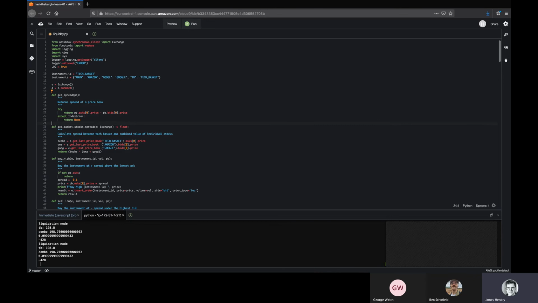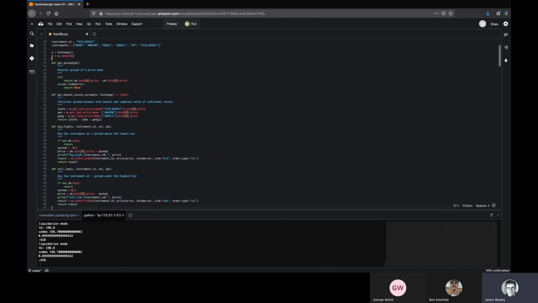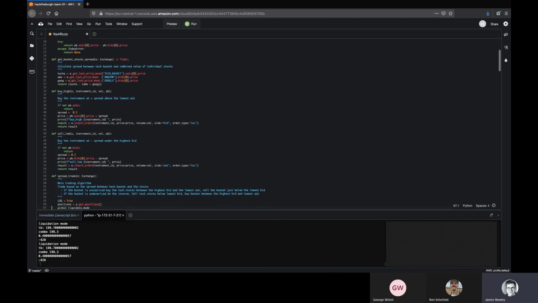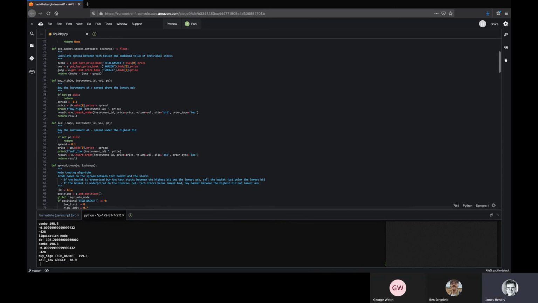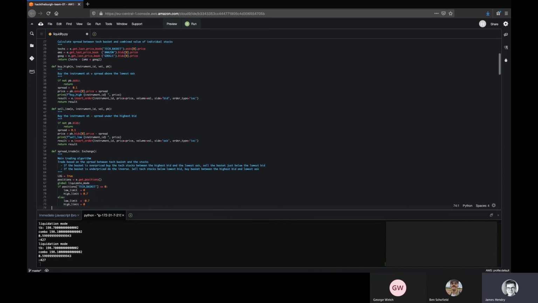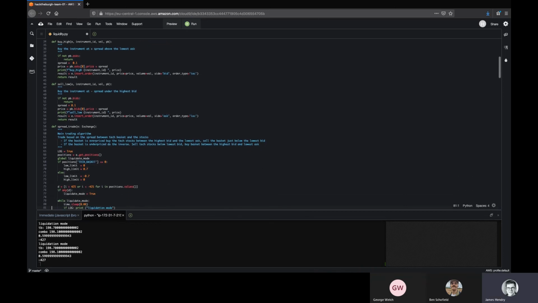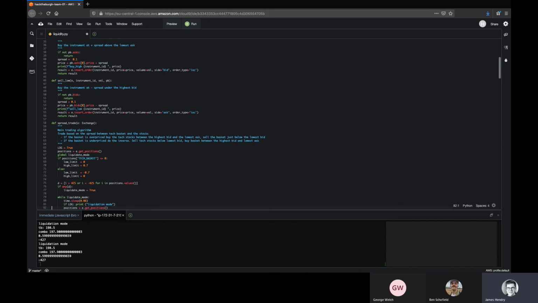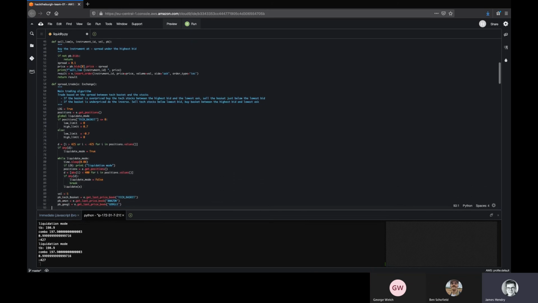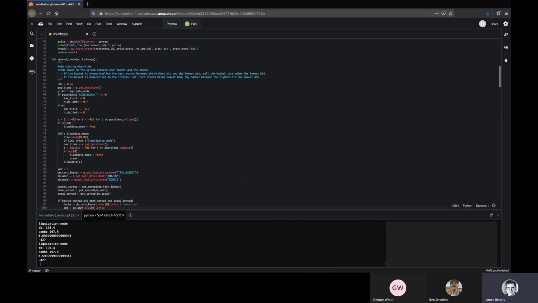Then the next function will get the stock spread for the baskets and return the difference between the price of the tech basket and the combined price of the Amazon and Google stocks. Buy high buys at 0.1 above the current lowest ask price. And sell low does the inverse. It sells at 0.1 below the highest current bid price.